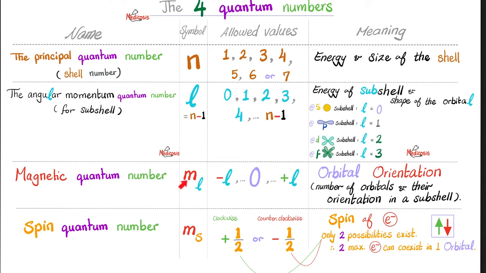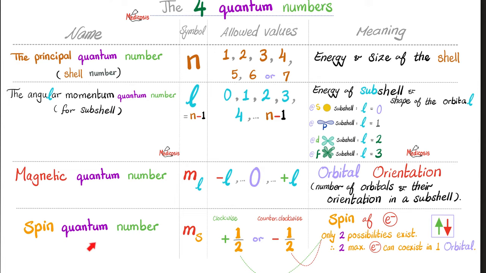Magnetic quantum number, M sub L, possibilities. The lowest number is negative L. So if L equals 1, then the lowest is negative 1. If L equals 3, then the lowest possibility is negative 3. How about the highest possibility? Positive 3. What if L equals 4? What's the lowest possibility? Negative 4. How about the highest possibility? Positive 4. What is the magnetic quantum number telling us about? The orbital orientation, i.e. the number of the orbitals and their orientation in a subshell. There are negative orientations and positive orientations.